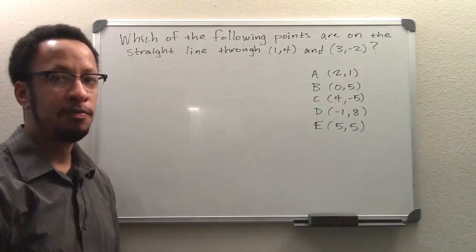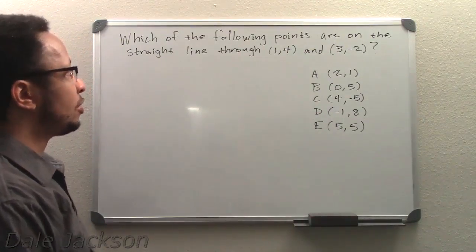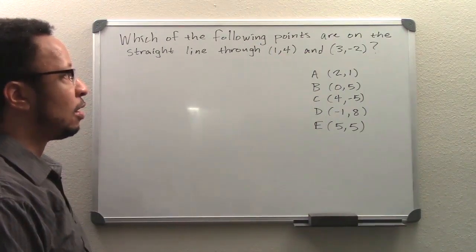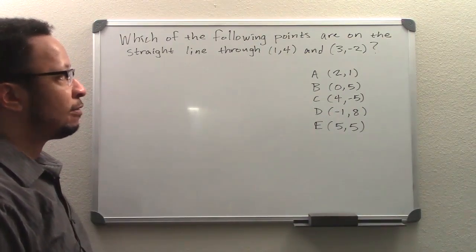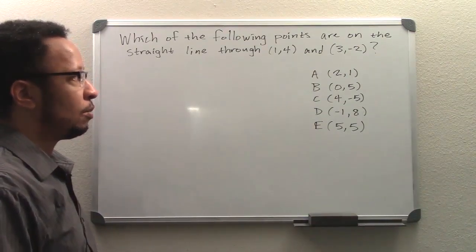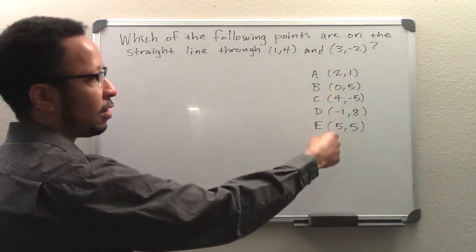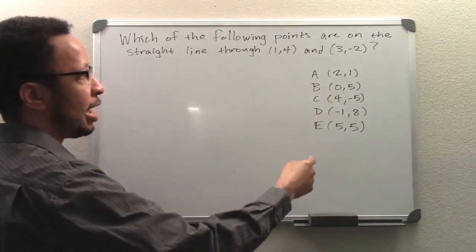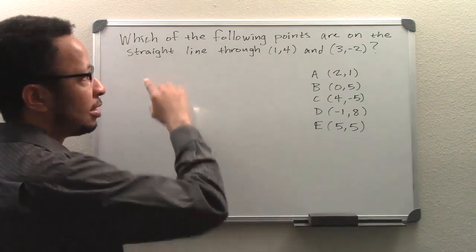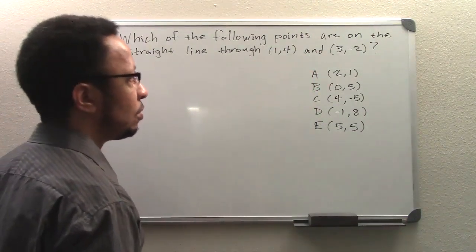The math problem that I have here in this example is: which of the following points are on the straight line through (1, 4) and (3, -2)? So what we're going to be trying to figure out is, out of this selection of points, which of them actually lie on the straight line that goes through (1, 4) and (3, -2).